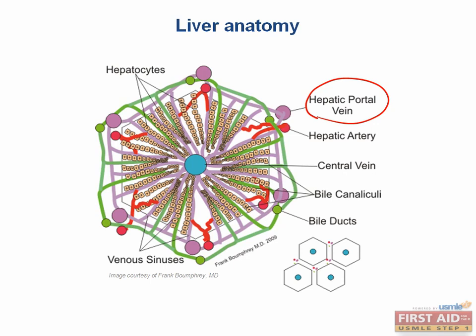Hence, it's nutrient-rich but oxygen-low. The hepatic artery supplies the oxygen-rich blood and thereby supports the hepatocytes and other liver cells. The blood then flows through this network of hepatocytes and ends up at the central vein. Bile, on the other hand, flows in the opposite direction. Here, the bile goes from the hepatocytes out towards the bile ducts, and as it leaves the hepatocytes through the apical surface, it flows through the bile canaliculi and into the bile ductules at the ends.